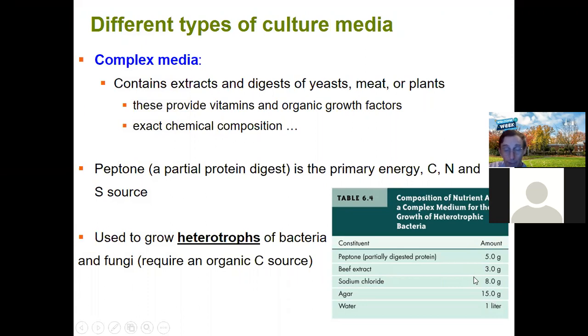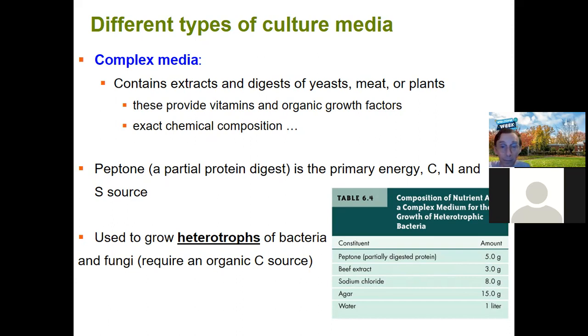All of the molecules that were in the cow that would be ground up to make the beef extract will be put into this complex media. And we have no idea what all of those molecules would be. It will obviously depend on what the cow has been eating. Any questions about that?